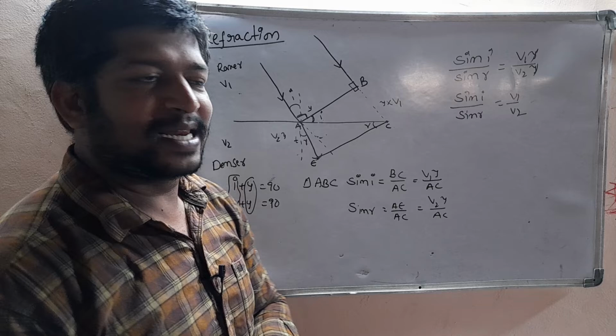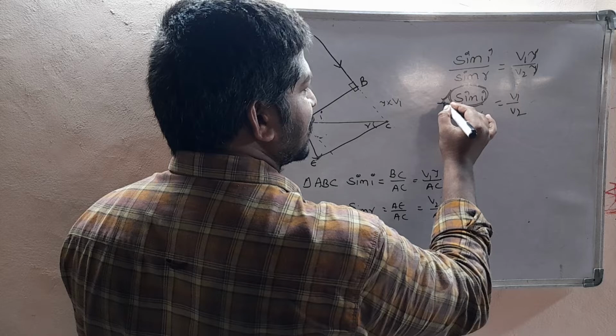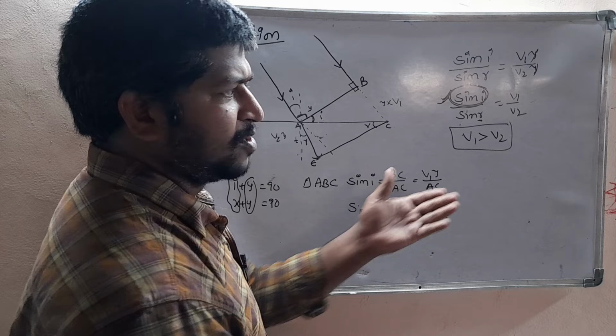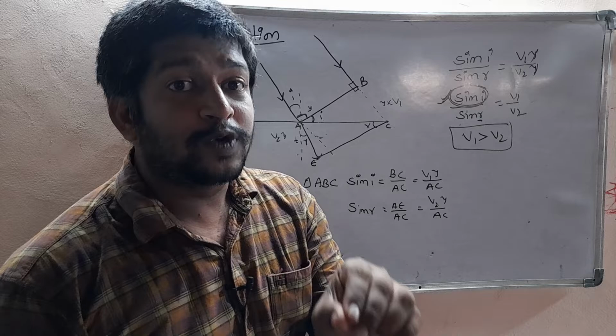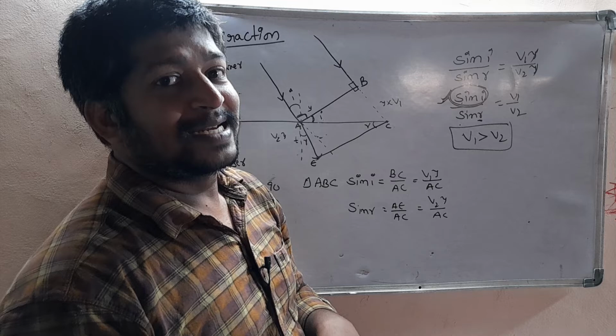That means I has the higher value in the sine function, so I is more than R, and sin I is bigger than sin R. That means V1 is greater than V2. We have proved it, because the velocity in the rarer medium is greater than the velocity in the denser medium. By this, we proved the refraction of light with the help of the Huygens principle. The next one is refraction from denser to rarer medium.